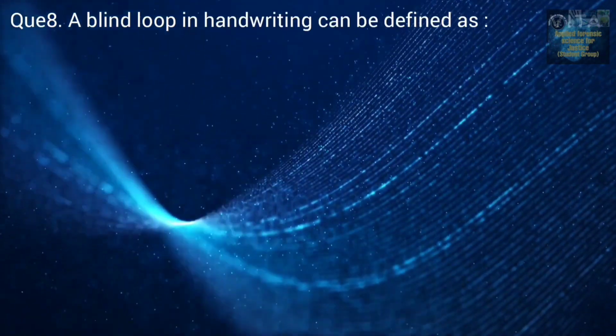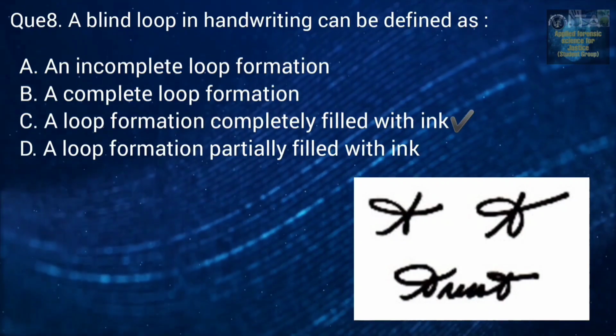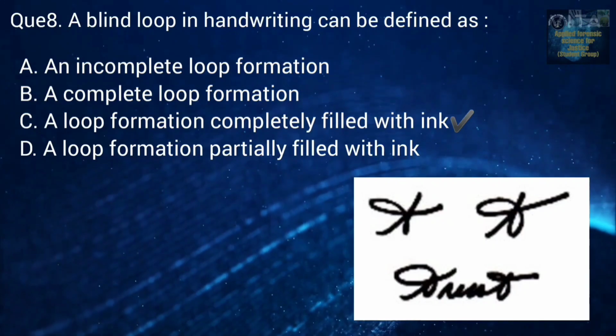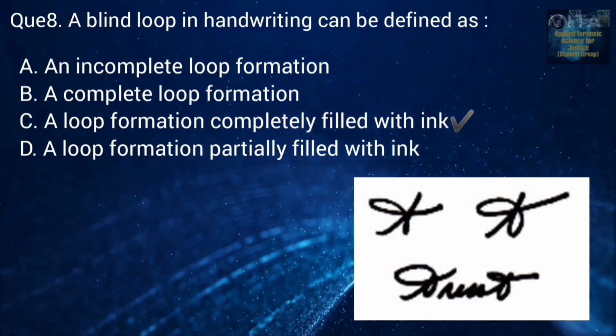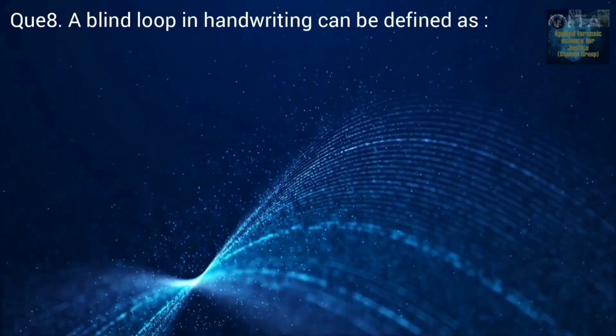Question number 8. A blind loop in handwriting can be defined as. Options are A. An incomplete loop formation, B. A complete loop formation, C. A loop formation completely filled with ink, D. A loop formation partially filled with ink. The correct answer is C.